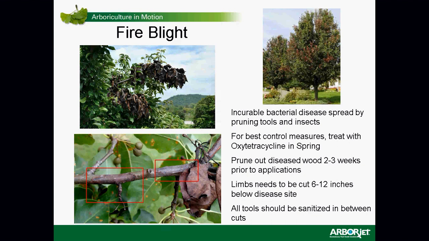What I want to review with fire blight is the fact that it comes out in early spring. If you're going to be doing a tree injection treatment for it, you really need to be doing your injections late January, early February. If you miss and the tree is already leafed out, there's a chance you're going to get some breakthrough of the disease and you may still see some dieback.